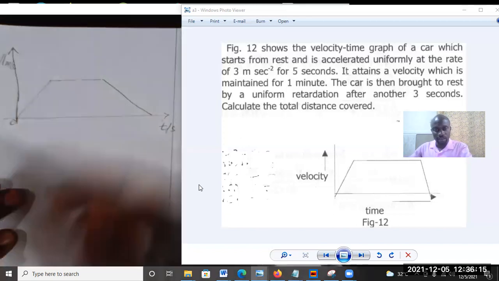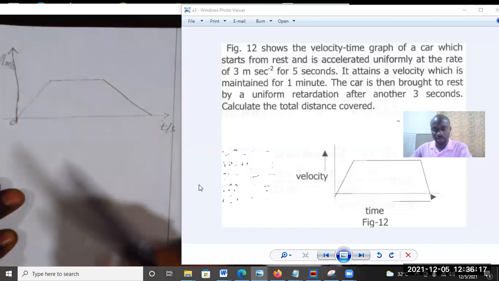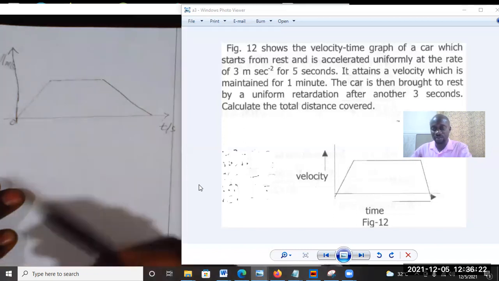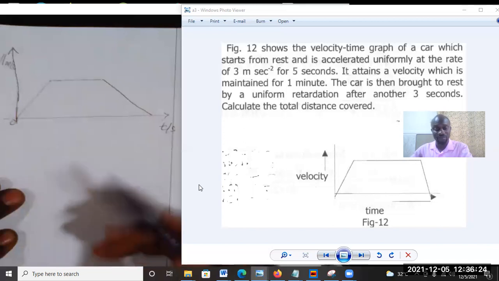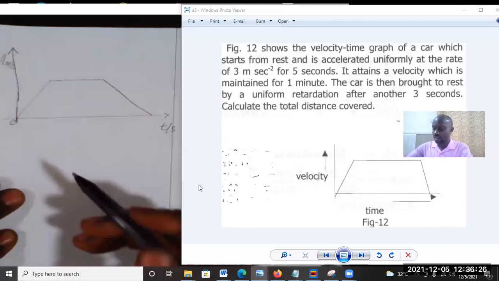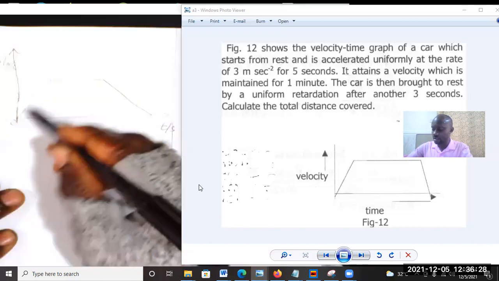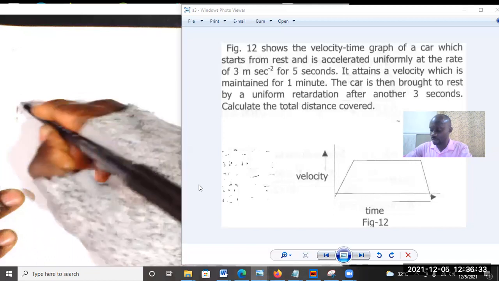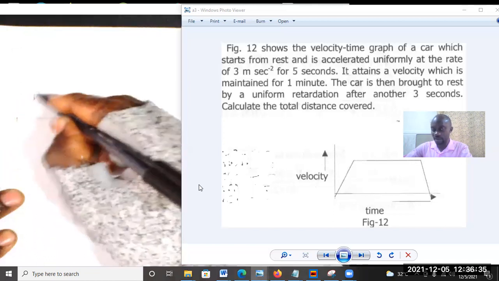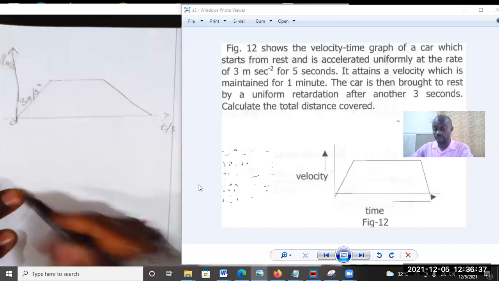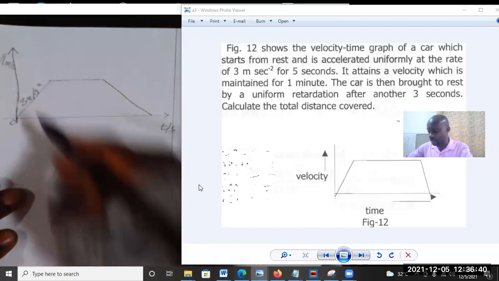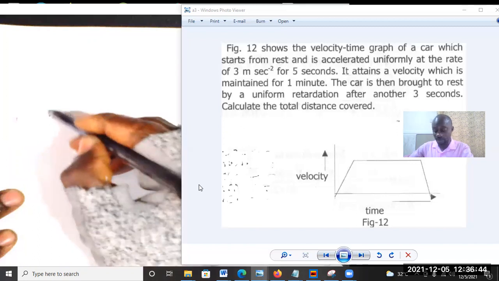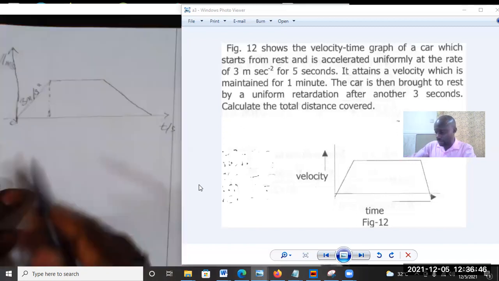The question here says the velocity time graph of the car, which starts from rest, is accelerated uniformly at the rate of 3 meters per second. Now, this is the rate here. This is the acceleration. This slope represents 3 meters per second for 5 seconds. That means it was accelerated for 5 seconds. That is 5 here.